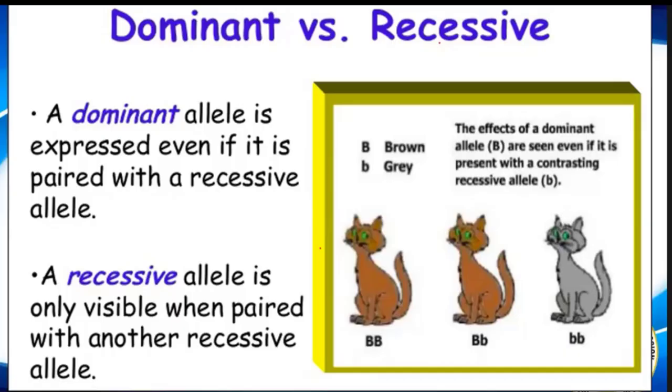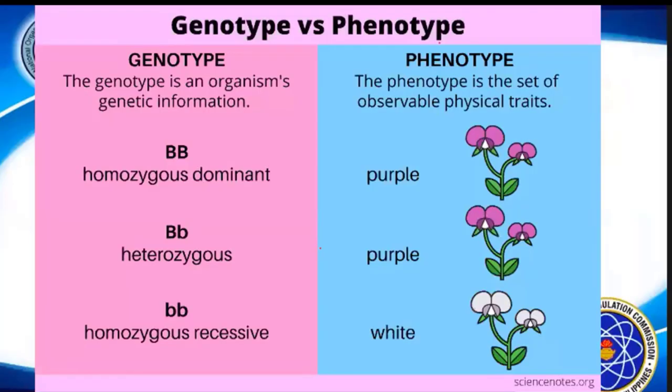Okay? So, with regards to genetics kasi, dominance and recessiveness, meron tayong genotype and phenotype. Okay? Ang genotype is the organism's genetic information. Tapos yung physical traits na niya, yun yung phenotype. Sa example ko kanina, yung curly hair, yung straight hair, kinky hair, sila yung mga phenotype. Ang genotype doon is either homozygous or heterozygous.